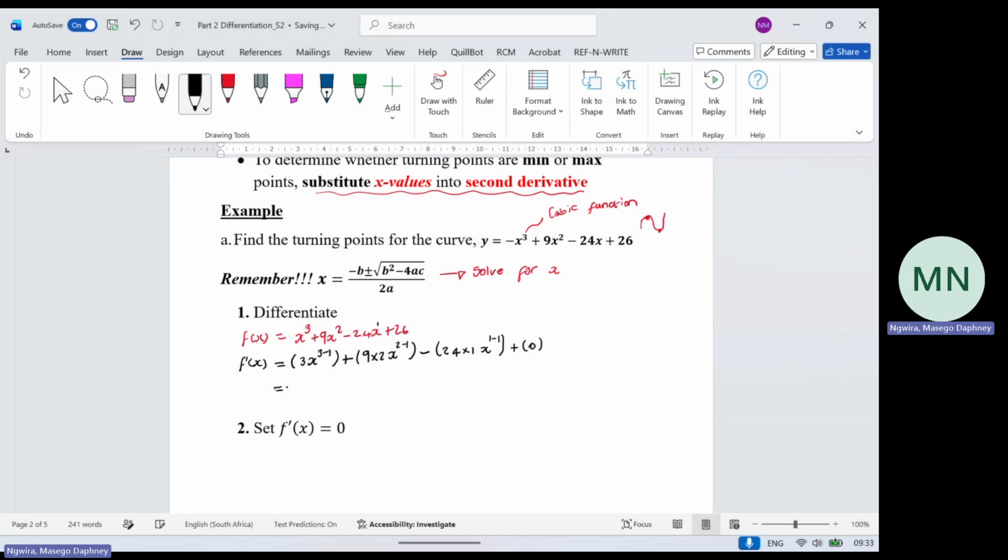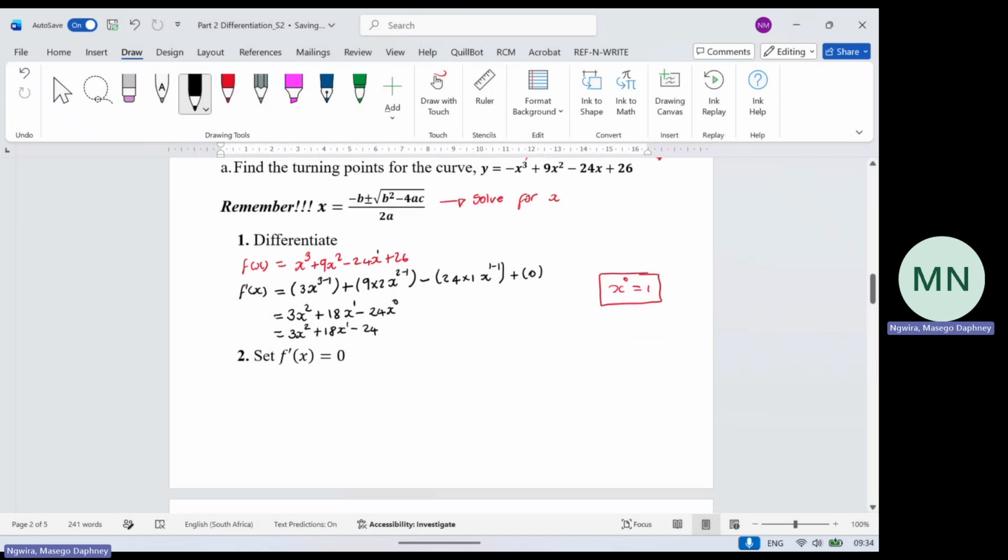Then my final answer will be 3x to the power of 2, then plus 9 times 2 is 18, then x to the power of 1, and then minus 24 times x to the power of 0. Remember, x to the power of 0 is just 1. So this will just be 18x minus 24, because x to the power of 0 is 1. Don't forget, x to the power of 0 is equal to 1. And now we move on to step number 2.